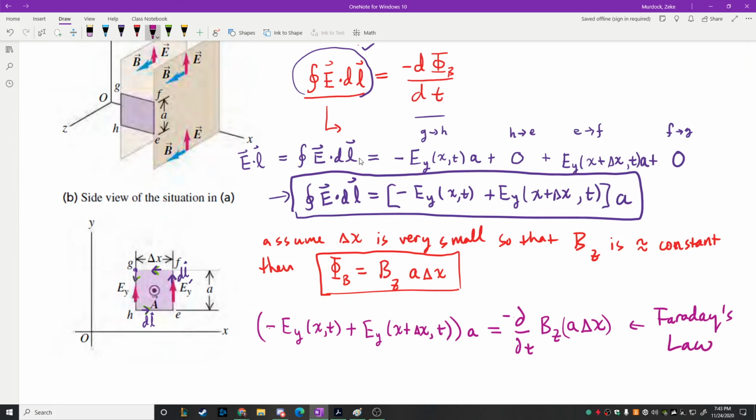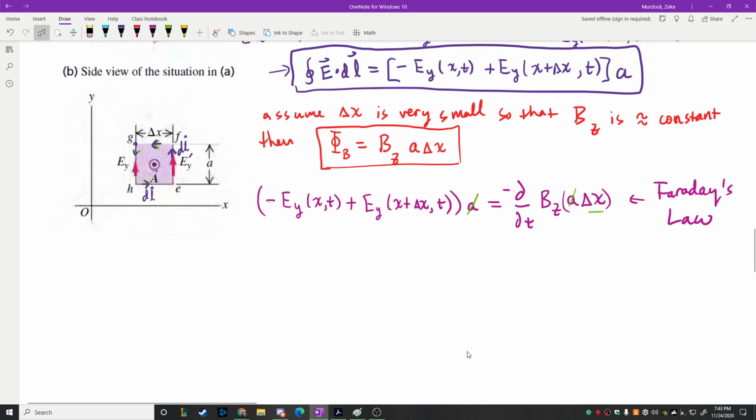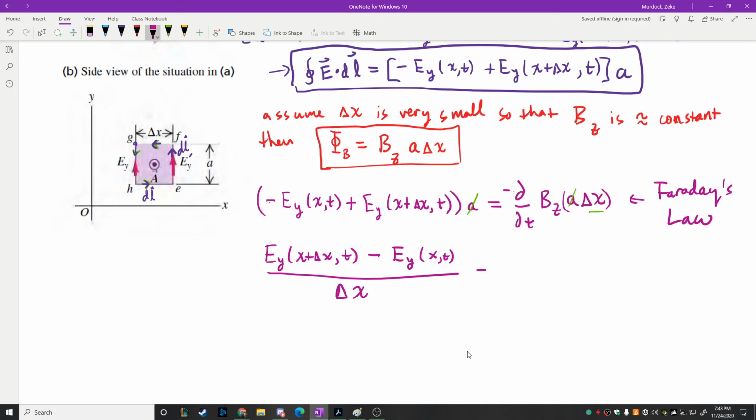And we're going to do some things here. First of all, we're going to cancel the A from both sides. We're going to divide this delta x piece to the left-hand side, and I'm going to rearrange it so that the positive term is first. So what we're going to get is Ey of x plus delta x minus Ey of x, divided by delta x, ends up being equal to negative partial derivative with respect to t of Bz.